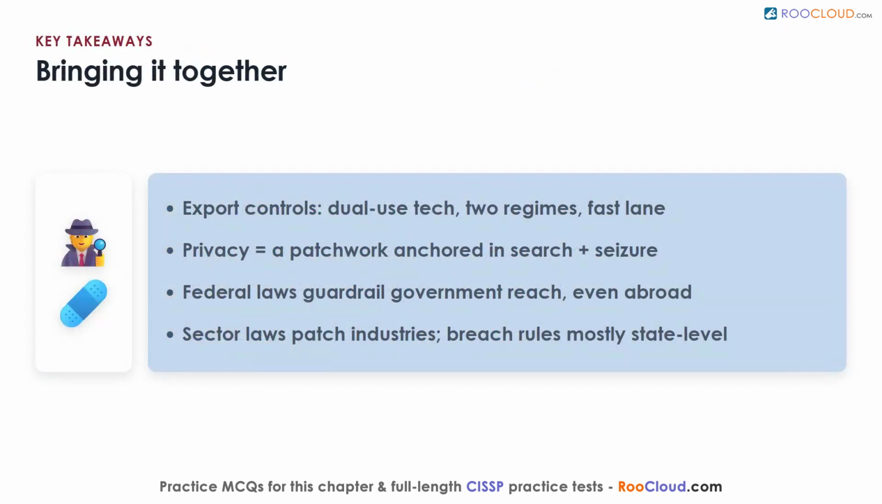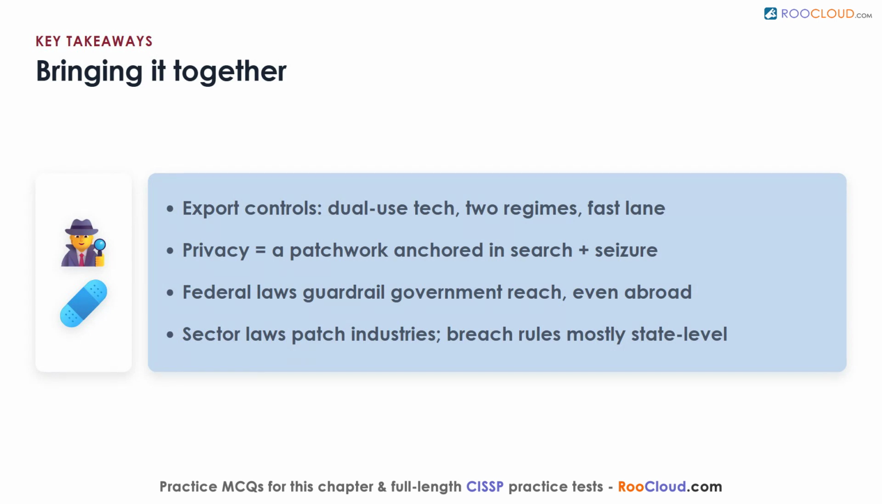Export controls exist because computers and encryption are dual use. So two regimes police what leaves the country, with a fast lane for common security software. Privacy rights are a patchwork anchored in the search and seizure protection and stitched together by targeted statutes.